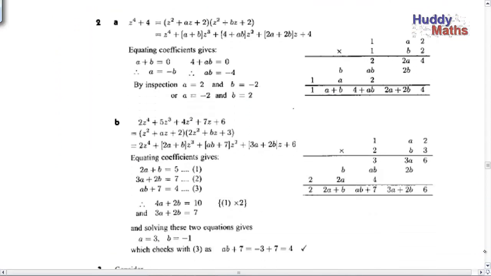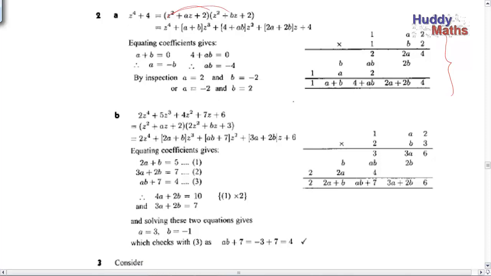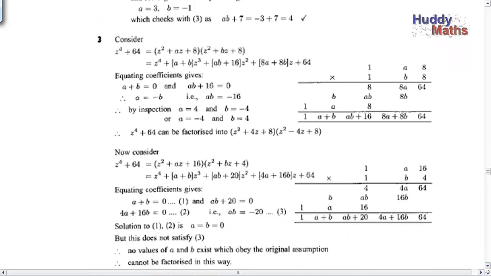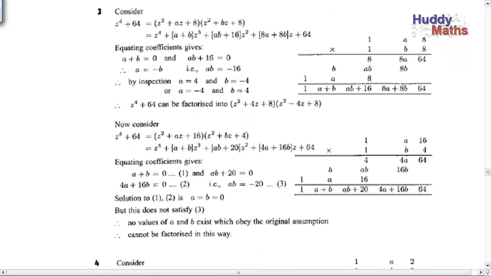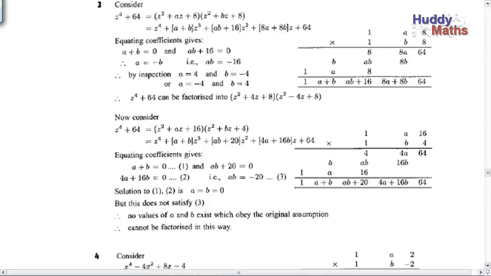Okay, so there's 2a and b. And again, they've used this long multiplication, detached coefficients, to shorten the multiplication. We can just do this if you wish. Okay, let's look at question 3. There is question 3. Okay, and question 4.